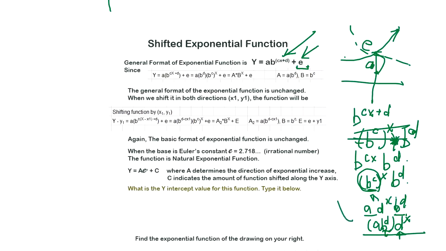When we shift in both directions, the function will still be the same. Okay, so we just did this. Again, the basic format of the exponential function is unchanged. When the base is Euler's constant, an irrational number, the function is the natural exponential function. So the natural exponent function is like this: the base b is e, Euler's constant. This becomes very important when you start talking about the inverse function of the exponential function. It's yet to come.